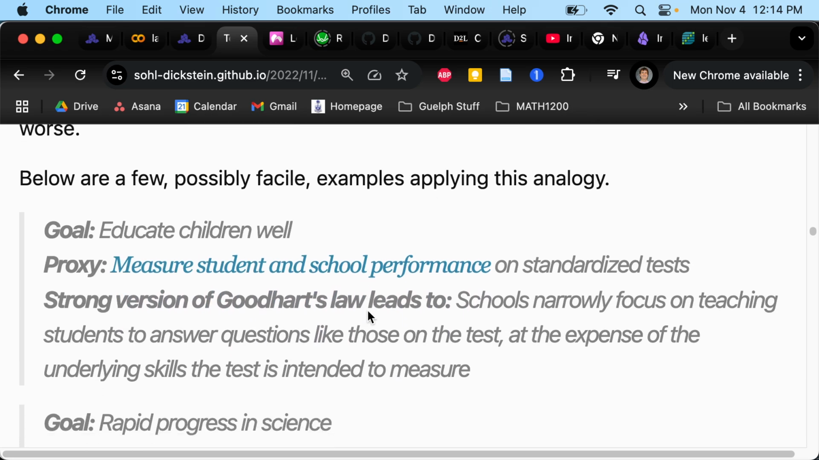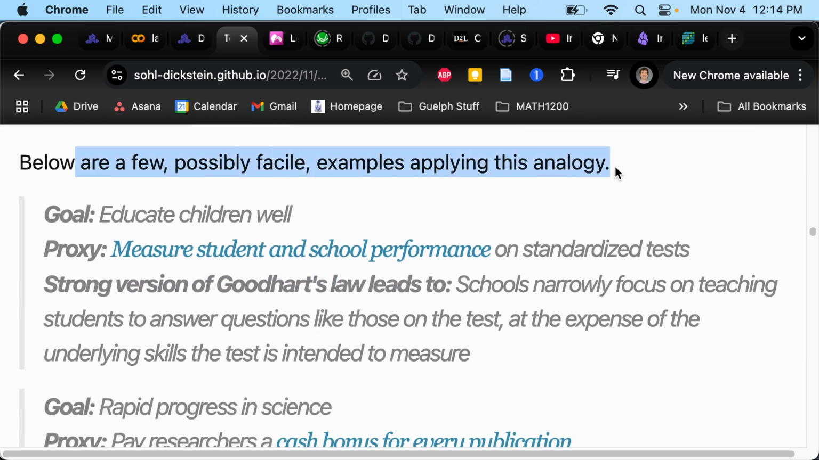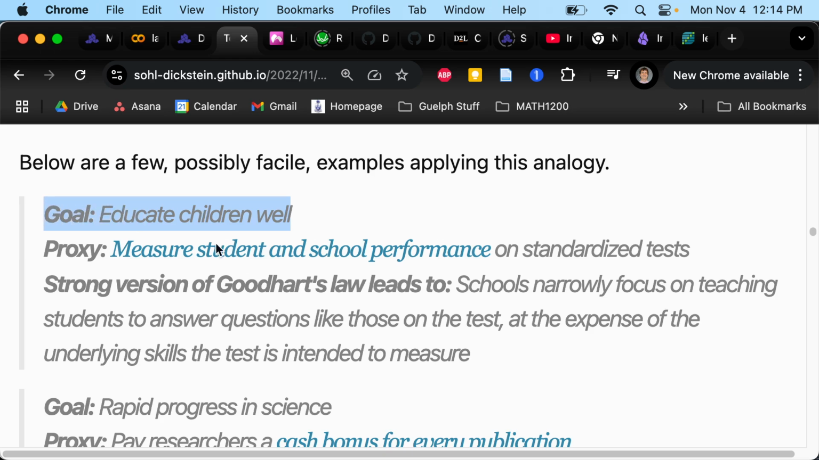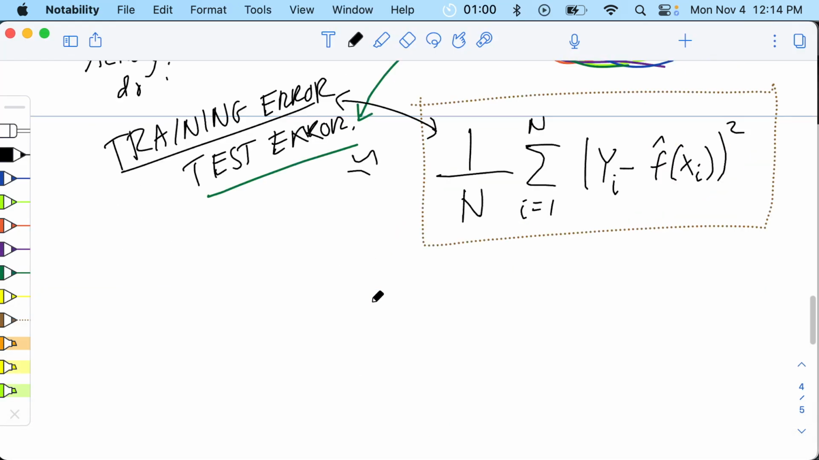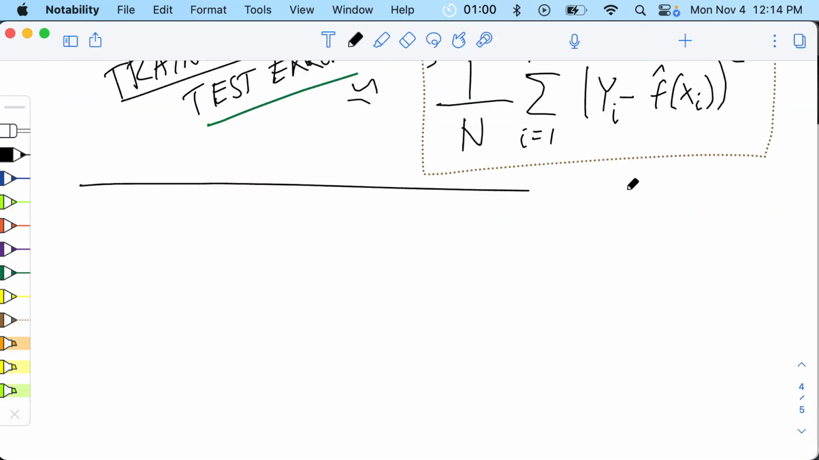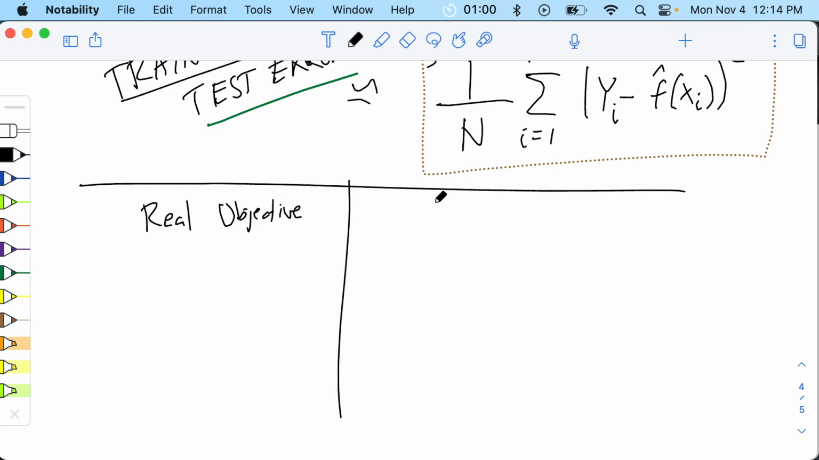I want the list of examples. Here are some examples. Goal, educate children well. So let's do this example. Educate children well. So the thing we actually want to do is, let's make a real objective versus proxy objective. So this is a really useful way to think about these things.